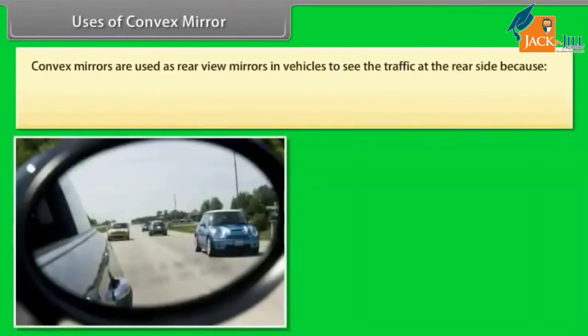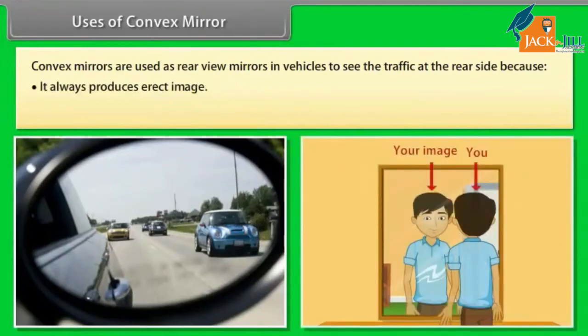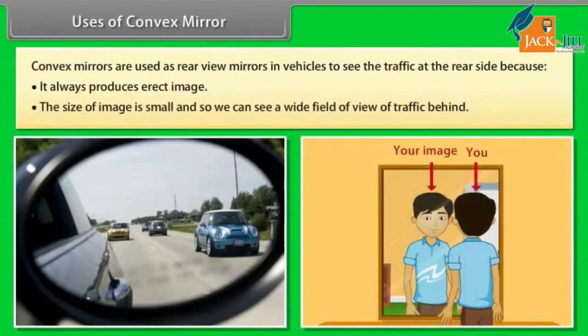Uses of convex mirror. Convex mirrors are used as rear view mirrors in vehicles to see the traffic at the rear side because they always produce an erect image. The size of the image is small, and so we can see a wide field of view of traffic behind.